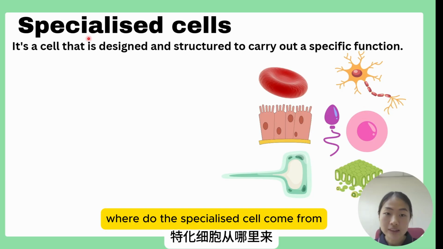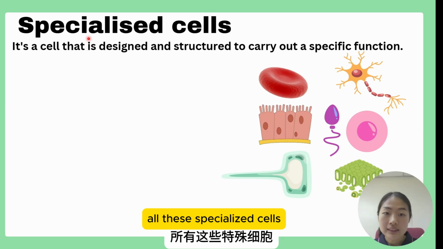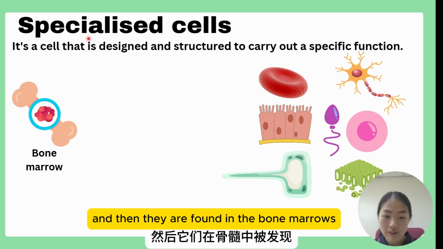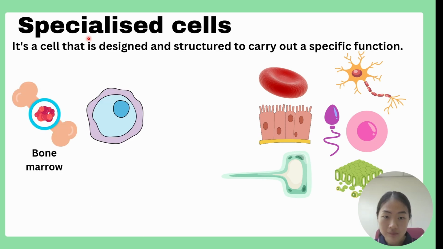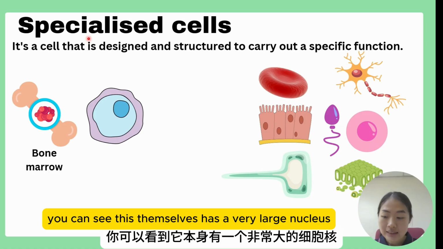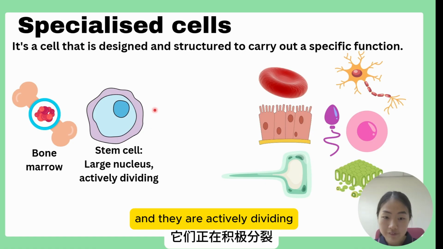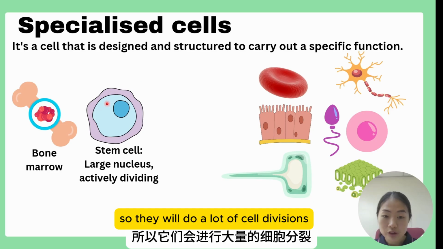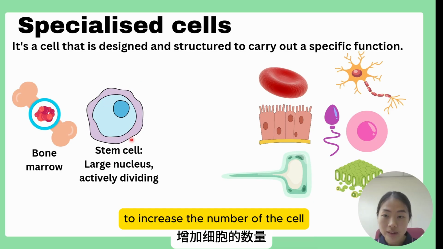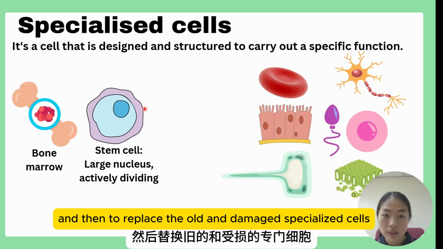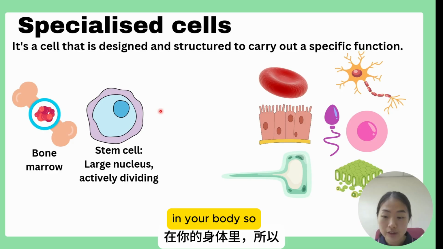Where do the special cells come from? All these special cells start out as a basic, unspecialized stem cell, and they are found in the bone marrow. You can see this stem cell has a very large nucleus and is actively dividing. They will do a lot of cell divisions to increase the number of cells and to replace the old and damaged special cells in your body.